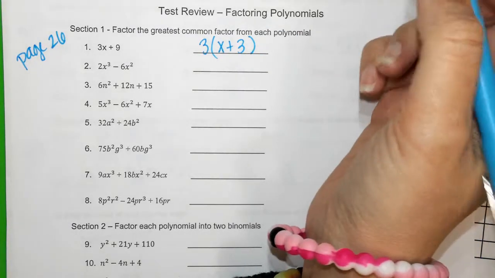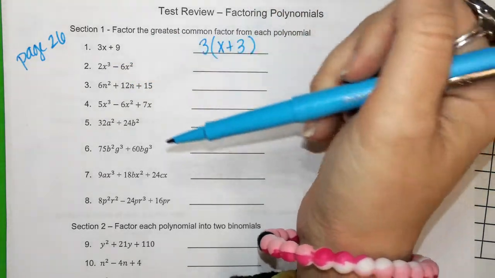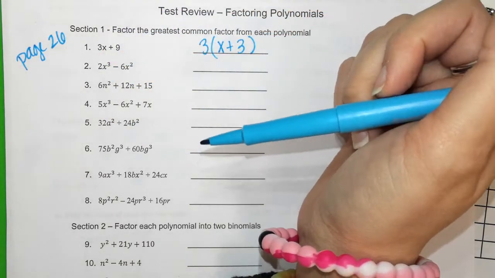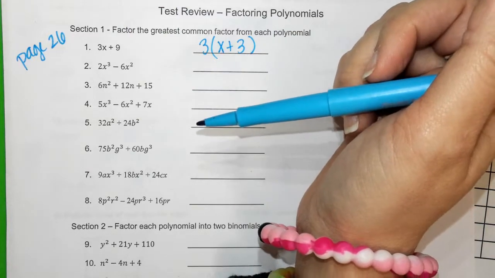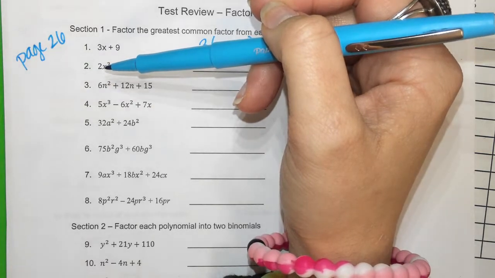Alright, number 2. Now, this has both a number and a variable, and they have the same variable. So do we take the biggest exponent or the smallest? The smallest. And what's the biggest number that divides into both 2 and 6?